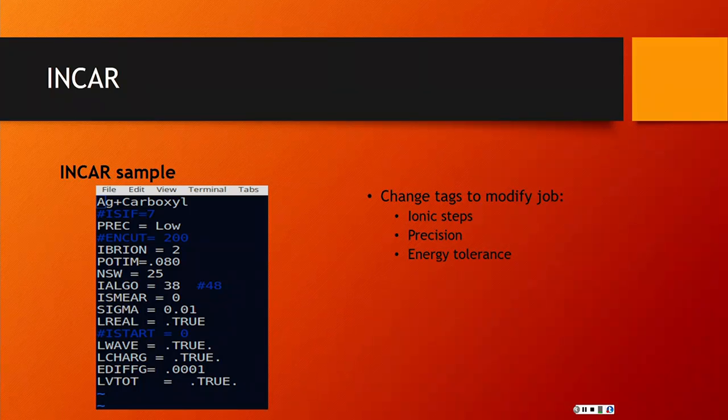LCHARG will either output a CHGCAR or not. This bottom one, LVTOT, it'll do a similar thing with these two. It will either write an output file containing potentials or it won't. EDIFFG, that's the energy tolerance.